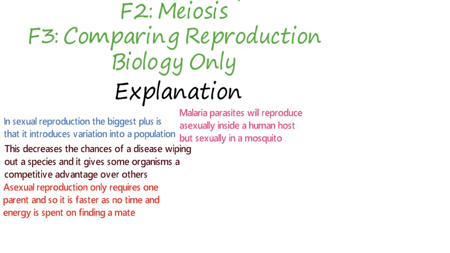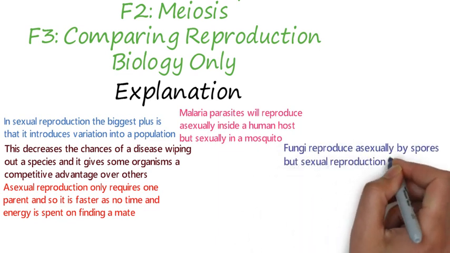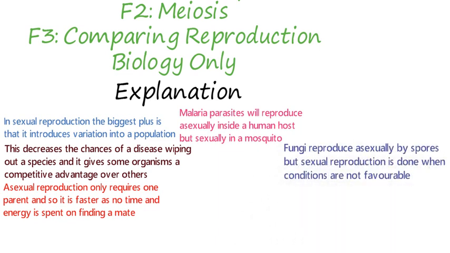Some organisms are able to reproduce using both types of reproduction. Malaria parasites will reproduce asexually inside the human host, but sexually in a mosquito. This difference is caused by a drop in temperature between the body of the human and the body of the mosquito. Fungi are yet another example.